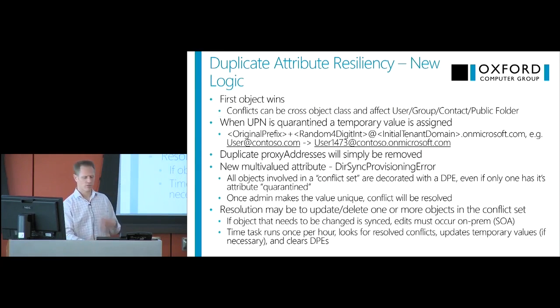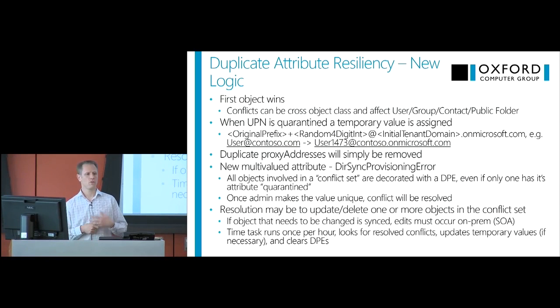As I said, first object wins, and they can be across a bunch of different objects: users, groups, contacts, and public folders. Any of these objects could create collisions on proxy addresses, predominantly proxy addresses in this case. When a UPN gets quarantined, we basically randomize it. We take the original UPN, add some 4 characters to it to make it unique, and stick it on the onmicrosoft.com domain.